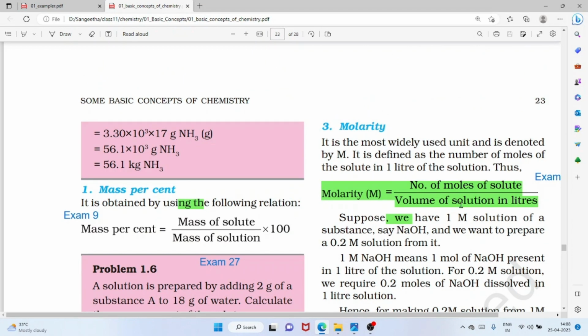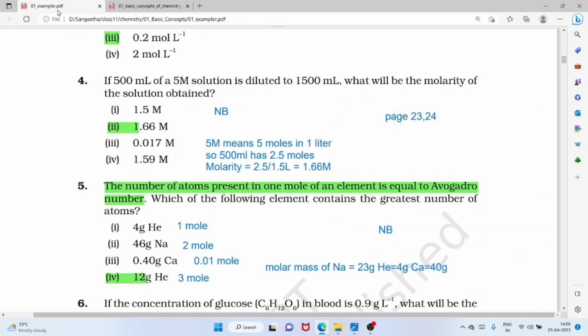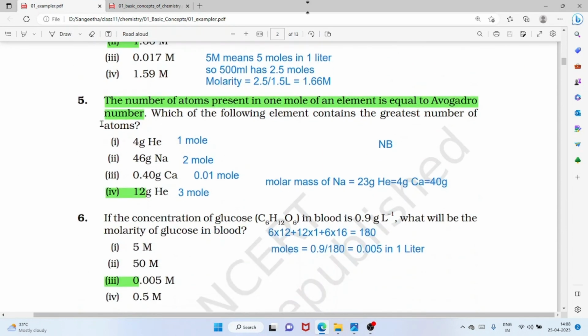So here this is a molarity definition. The number of atoms present in 1 mole of an element is equal to the Avogadro number. Okay, that is the information. Which of the following elements contains the greatest number of atoms? Here you have to take the molar mass. So now the options: helium, sodium, calcium.